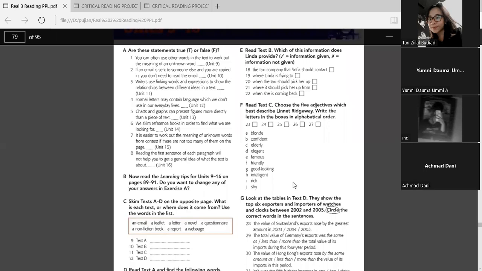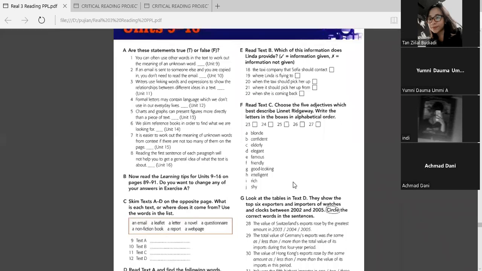Dan Ahmad Dhani, go on. Okay, sir. Read the email. These are the five adjectives which best describe Violet Rich Way. Write the letters in the box in alphabetical order. Number 23.